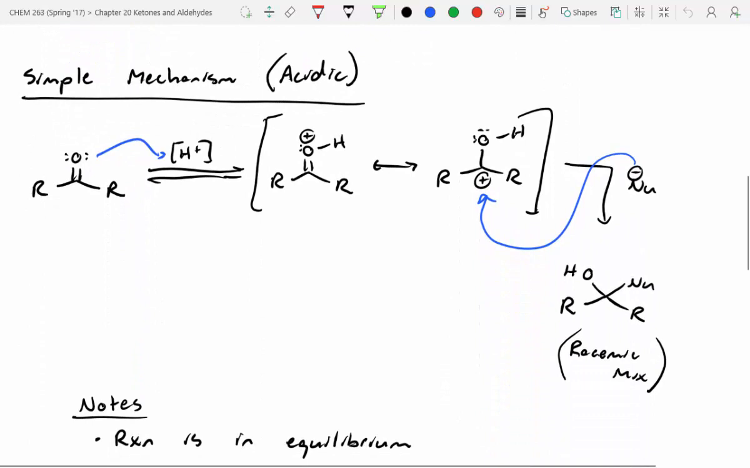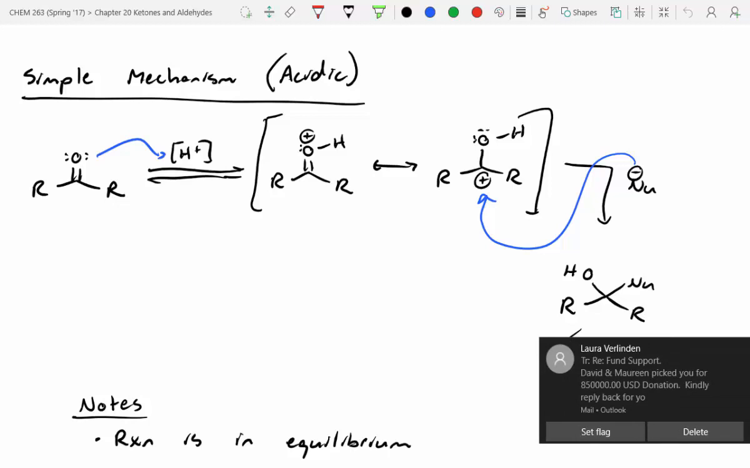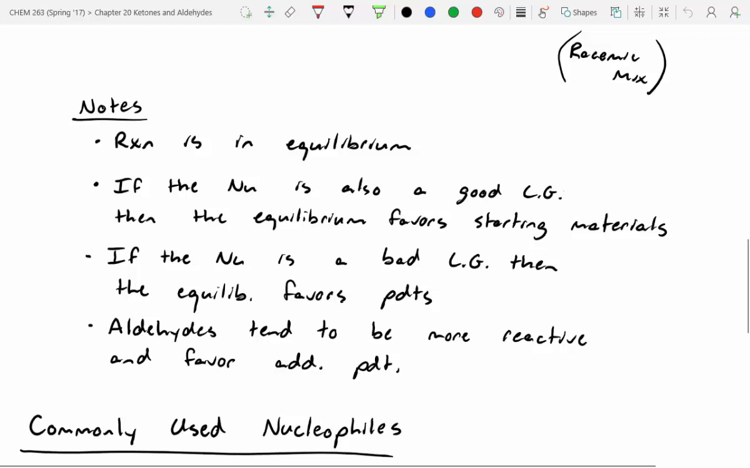For the acidic mechanism, you protonate, and then that makes that carbon a lot more electrophilic. And then your nucleophile can attack in. And if your nucleophile is negatively charged, you don't have to do a deprotonation, but if it's neutral, then you have another deprotonation step. The most important things to remember are that these reactions are typically considered equilibrium reactions.